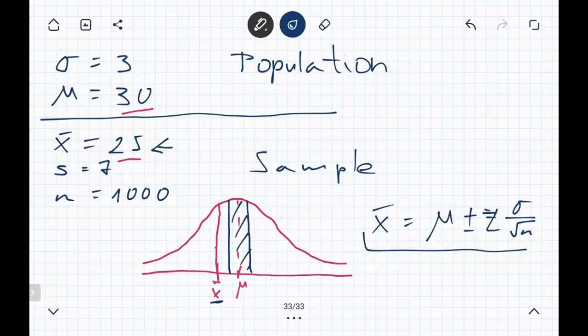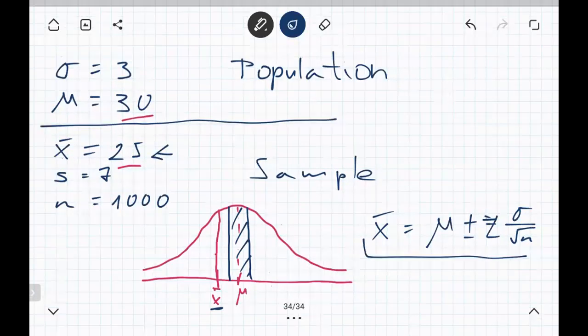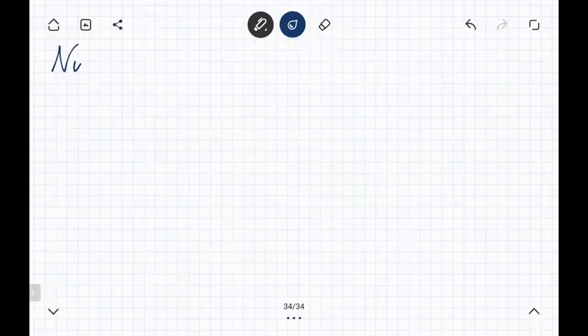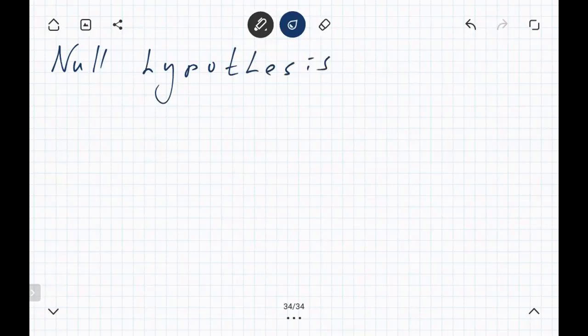Okay, but how do we do it? First thing, we should state our hypothesis. And there are two different types of hypothesis. One will be a null hypothesis, and it's usually denoted by H0.